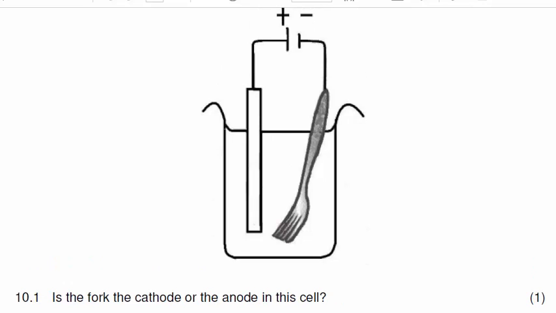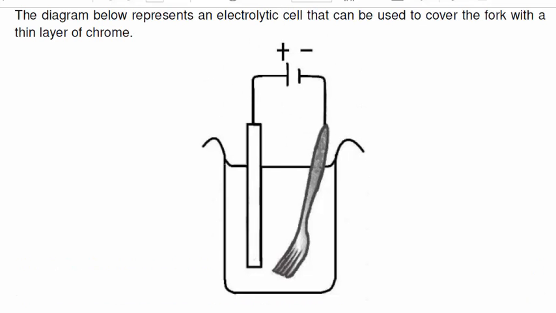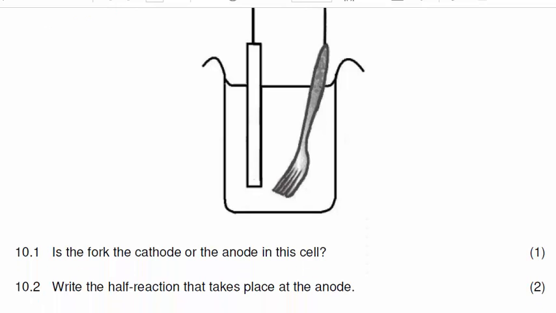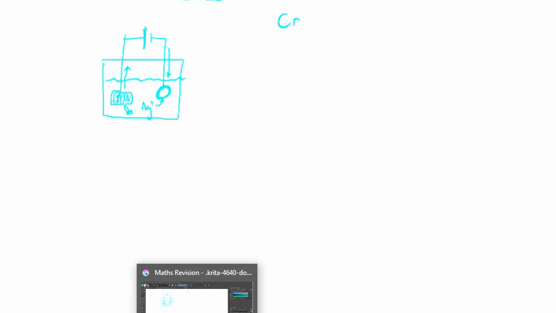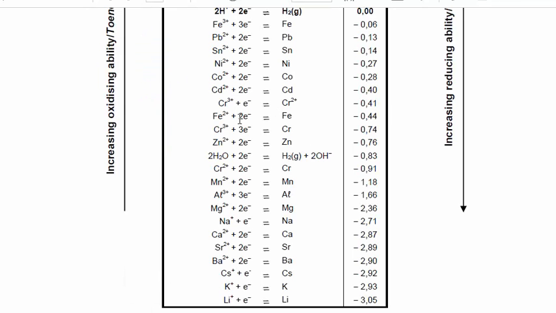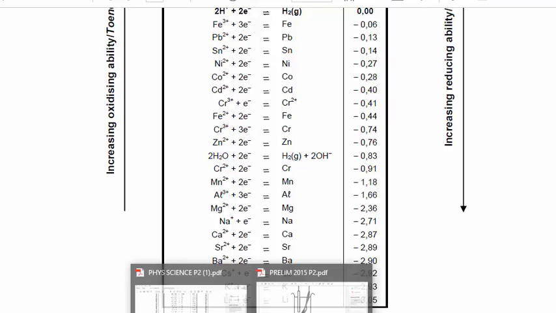Okay. Is the fork the cathode or the anode of the cell? So in other words, if it's getting electrons, then it's cathode, or if it's giving electrons, then it's anode. It's cathode, because it's the one receiving the electrons. Write down the half reaction that takes place at the anode. So chrome, Cr. Let's just see. Chrome, according to this, where's chrome? Chrome, yeah. Chrome 3 plus gets 3 electrons.